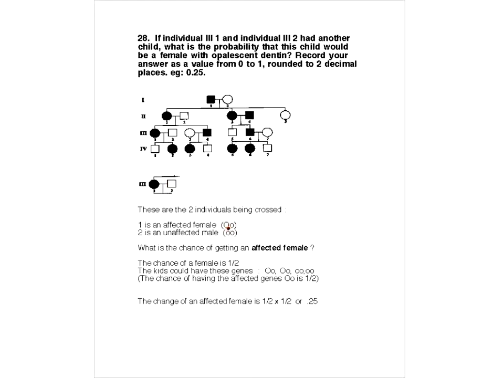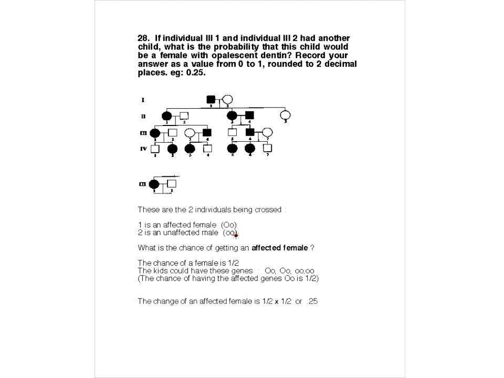Okay, so since we're talking about opalescent dentin, let's use the letter O to stand for someone who's got the dominant trait, because in the last question we decided that it had the dominant trait, right? There was a dominant pattern going on. So since we've got an affected female, we're assuming that she's going to be big O, little o, because it makes sense that she's got recessive genes going on because they're being passed on, right? That's what we see in her kids. So this is the genes of the mom. The genes of the dad, he's unaffected, so he's going to be two small o's.